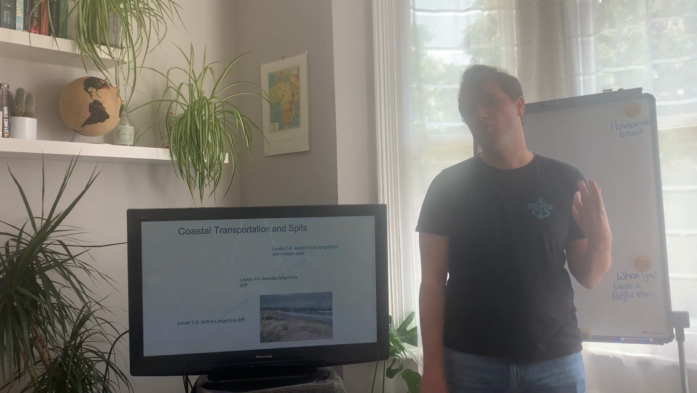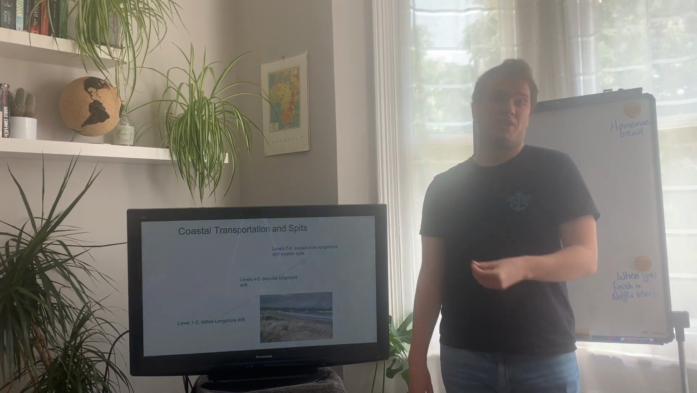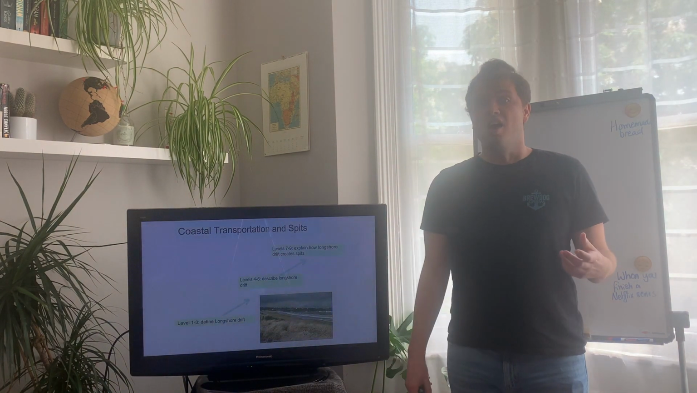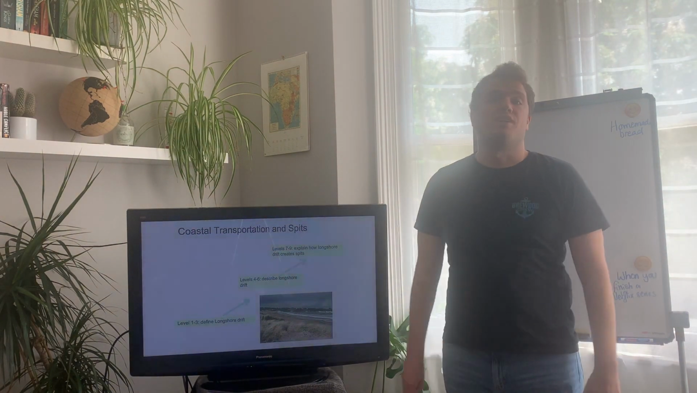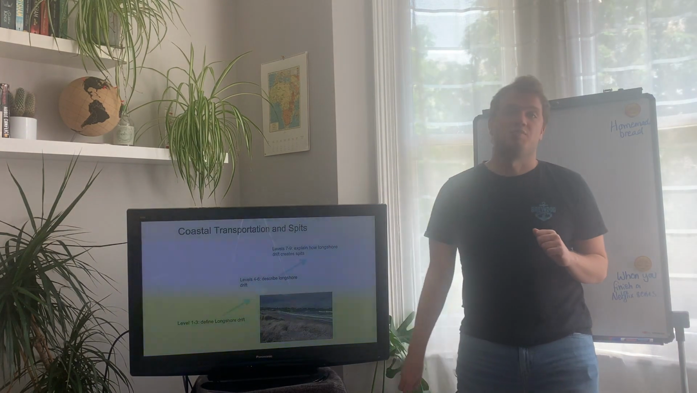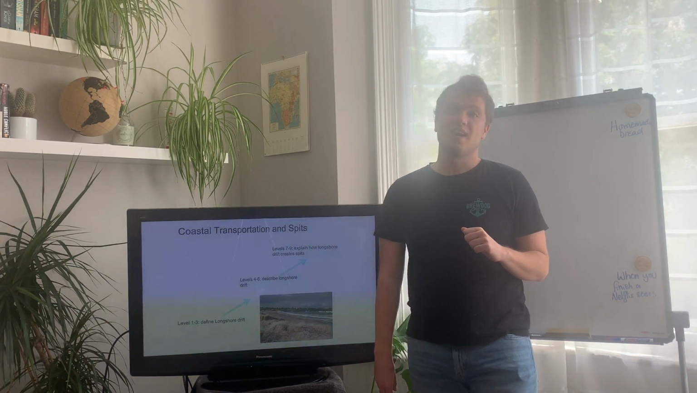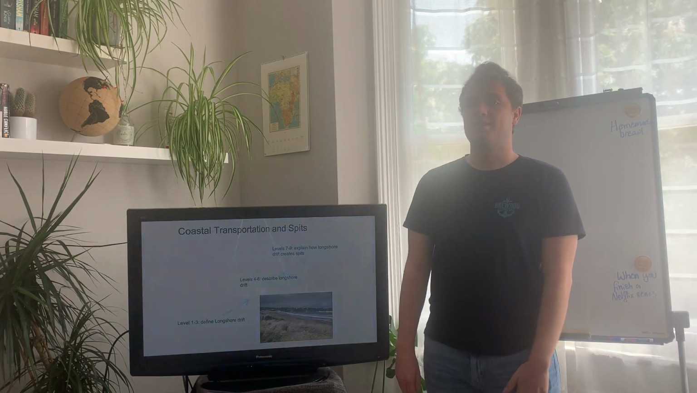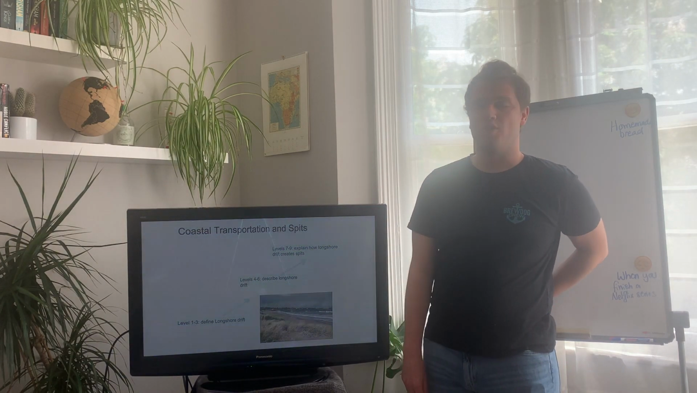So once that material's been eroded, it has to be transported somewhere. It doesn't always just stay there, otherwise we'd have big piles of rocks everywhere. And then we're going to have a look at a landform that is created by transportation. So the title in your books today is Coastal Transportation and Spits. Could you write that in, underlined with a ruler?